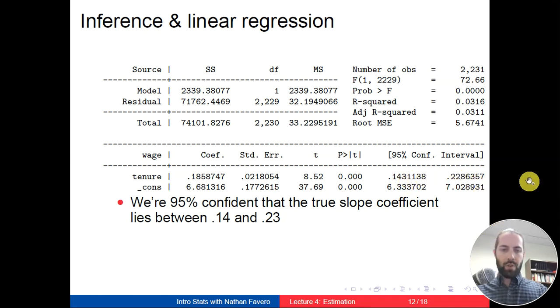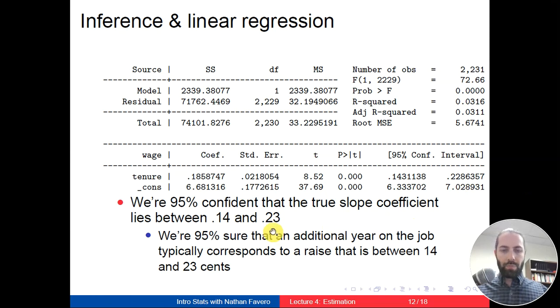for the confidence interval. So in other words, if we want to try to make sense of these two numbers, well, $0.14, that's 14 cents. $0.23, that's 23 cents. So we could say we're 95% sure that an additional year on the job typically corresponds to a raise or an increase in wage that is between 14 and 23 cents.